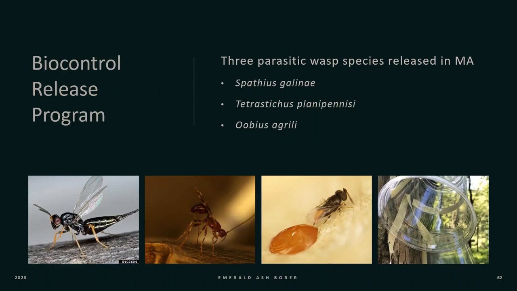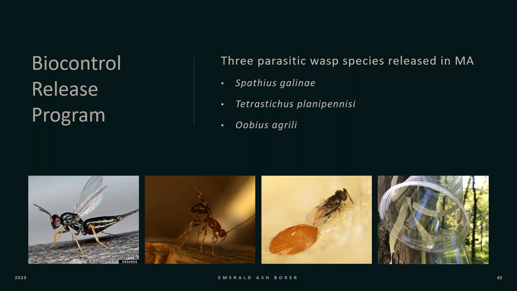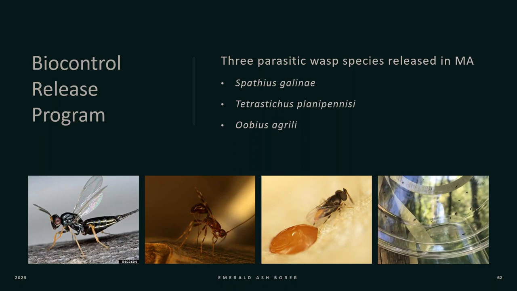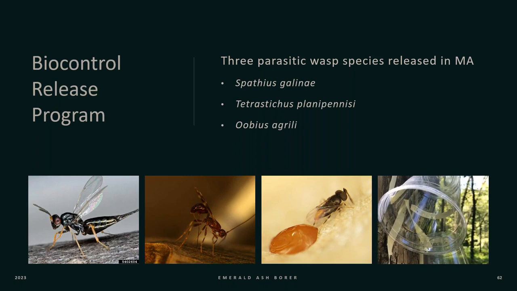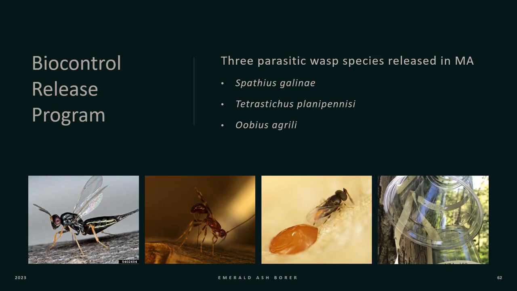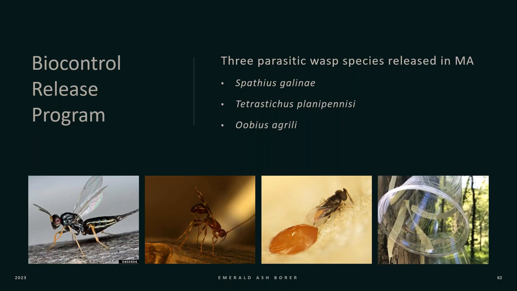We do release biocontrol species here in Massachusetts. We've released 3 parasitic wasp species: Spathius galinae, Tetrastichus planipennisi, and Oobius agrili. Spathius and Tetrastichus are both larval parasitoids. They have what looks like a stinger, but it is not. They use that to inject their egg through an ash tree's bark and into the larvae of the EAB that are under the bark in that cambium layer. And then the Oobius is an egg parasitoid, so it will inject its egg inside of the EAB egg.